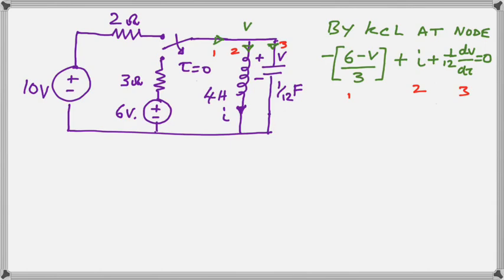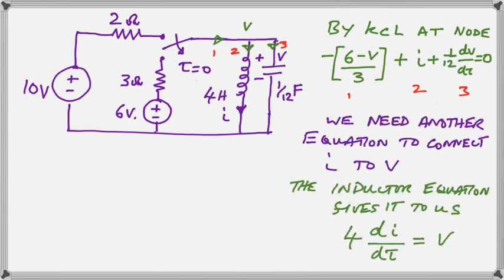And it is negative because the current is flowing into the node, whereas 2 and 3 are flowing out of the node. So I is flowing out in 2, and for 3 we have the capacitor formula, 1 over 12 is C, dV/dt equals 0. So hopefully that equation is not going to stumble anybody.